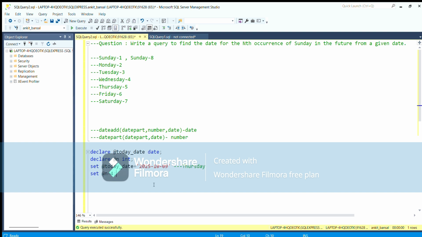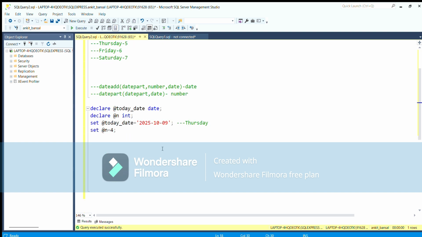Let's take an example. The interviewer asked for the fourth occurrence, so that is why I have taken 4 as @n. These are the declarations I have already done, and these are the values I have taken over here.